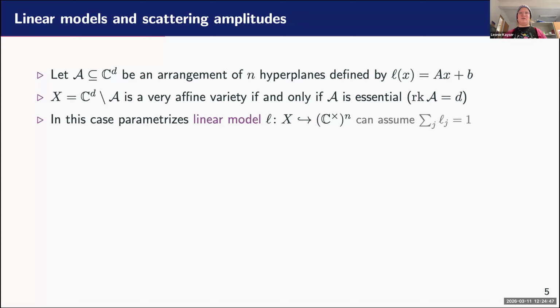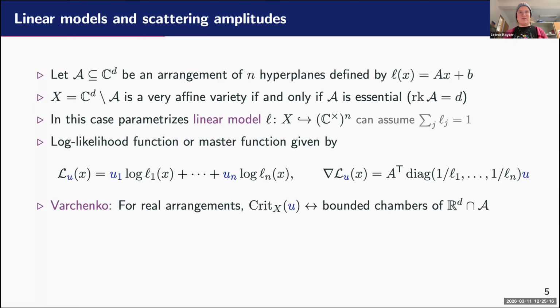And then these linear functions just give an embedding of the hyperplane arrangement complement X into C star to the n, which is just saying that our model is an affine linear subspace of C to the n, from which you remove the coordinate hyperplanes. And because only the image is important for this, we might as well rescale everything to sum to 1. This would make a statistician happy, but this is, again, not important for our discussion because it's scaling invariant.